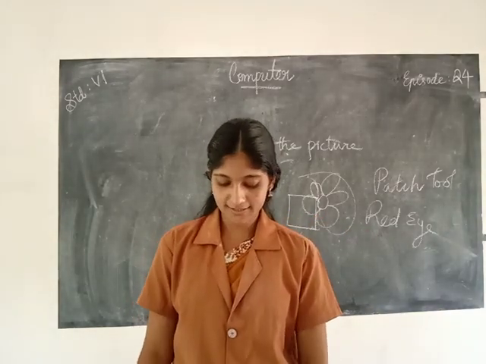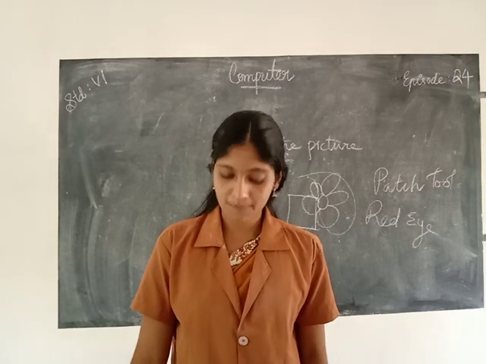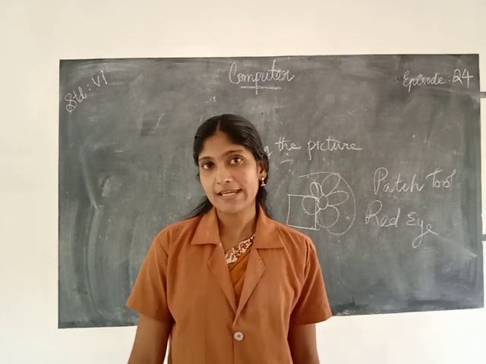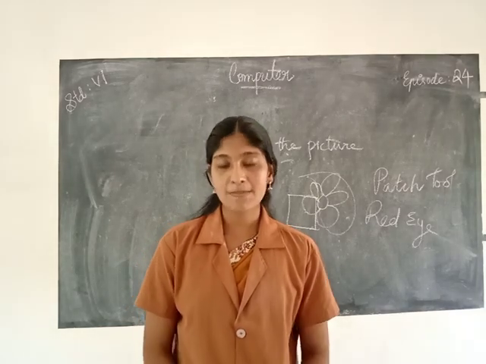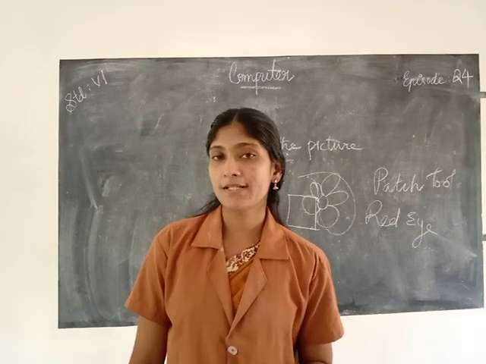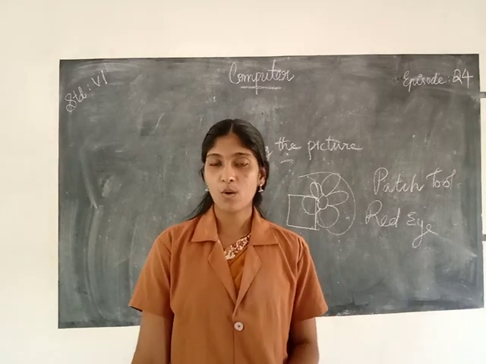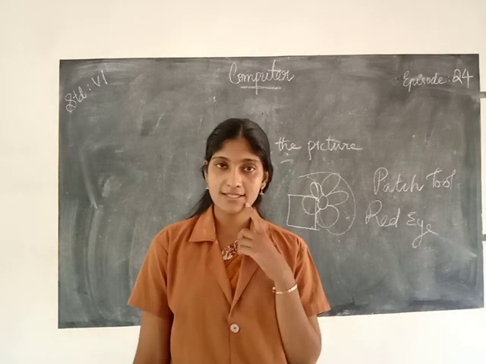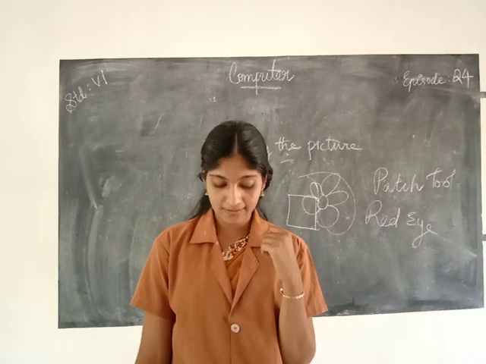So once again, what are the things? Photoshop is a graphic program and it is used for photo retouching and image manipulation. And a pixel is a single dot on an image. Then PPI means pixels per inch. Then dots per inch is DPI. Then resolution is the density of pixels.